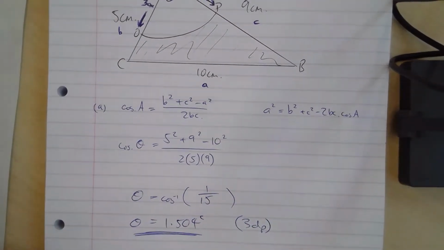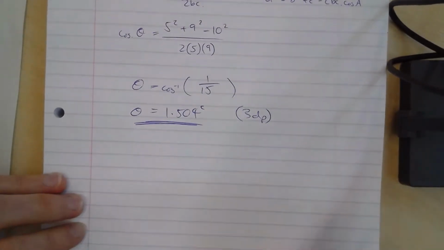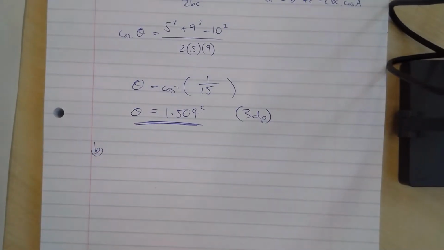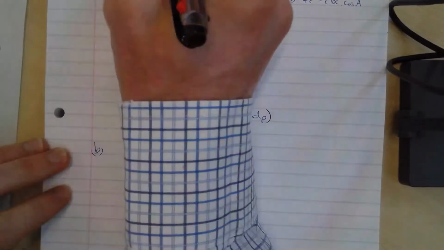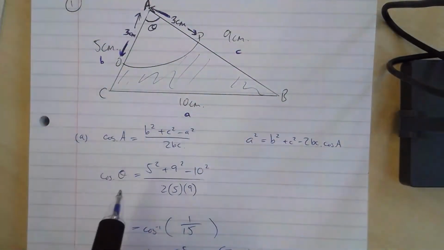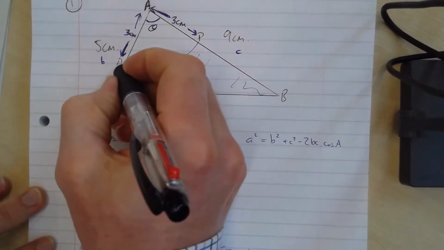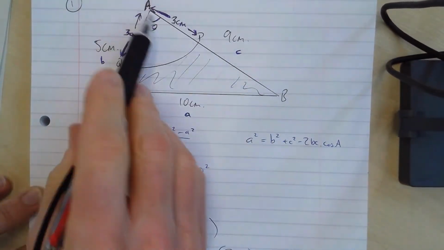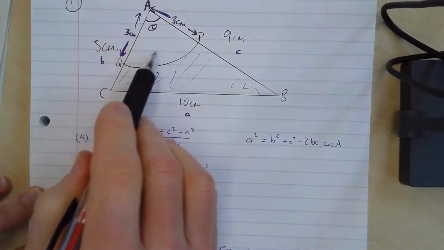Right, part B. Find the area of the sector APQ. So this area A to P to Q here. That's supposed to be a Q, clearly, according to the question. That's not very clear, is it? That's supposed to be a Q. A to P to Q, sector there. That's what we're aiming for.